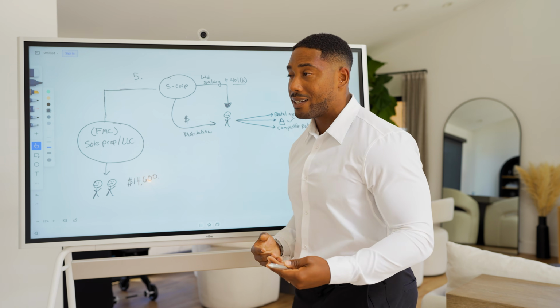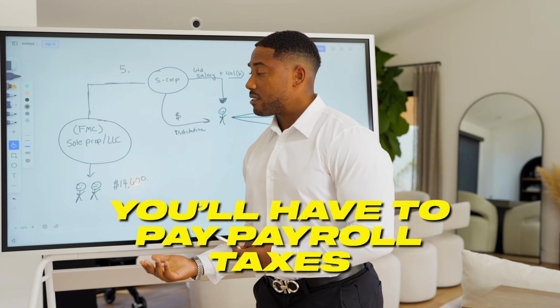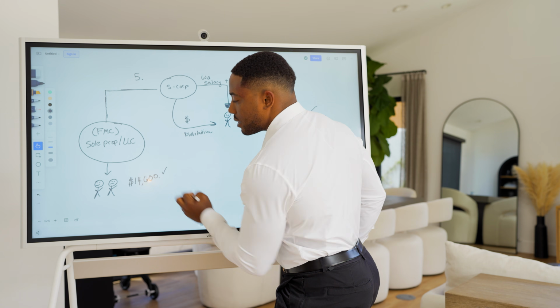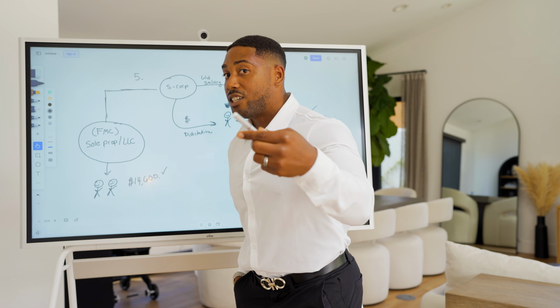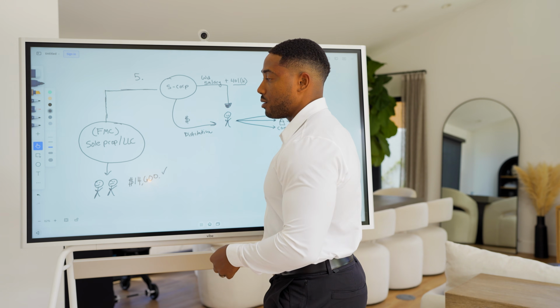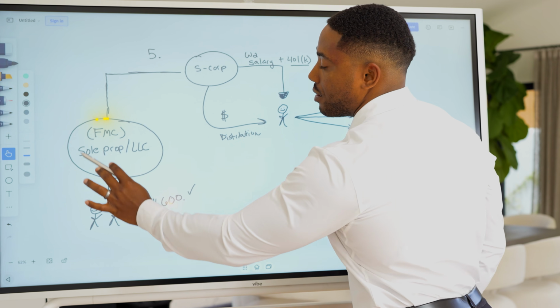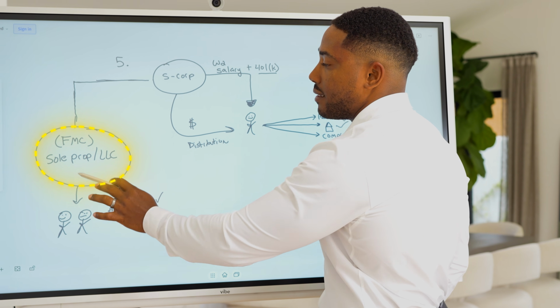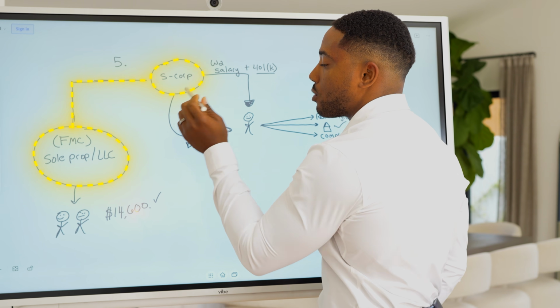I'm not saying don't do it, but you are going to have to pay payroll taxes. If you want to avoid payroll taxes and still be able to give your children $14,600 each, which is over $28,000 in a deduction, I would encourage you to look into setting up a family management company, either as a sole proprietorship or as an LLC. This could be in the same state that you're operating your S corporation.